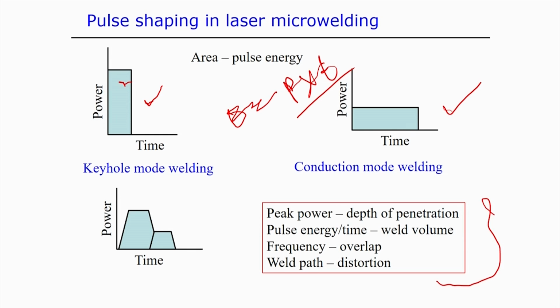Now, the point is that the two types, keyhole mode welding and conduction mode welding, we can get just by simply changing the shape of the pulse. Similarly, if it is possible to create some complex shape of the pulse, then it is possible to weld difficult materials, for example, very crack sensitive materials and highly conductive materials. Materials that are very difficult to weld can probably be welded if we properly design the shape of the pulse.